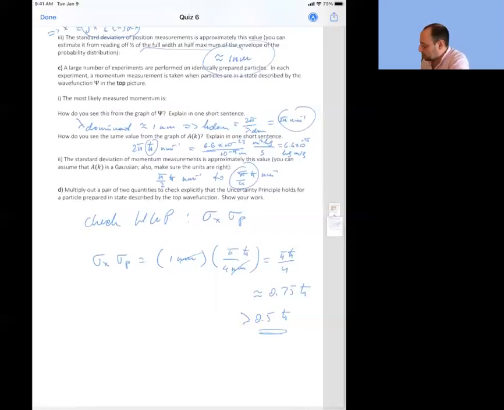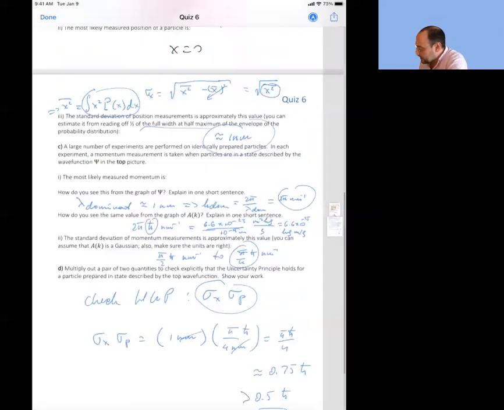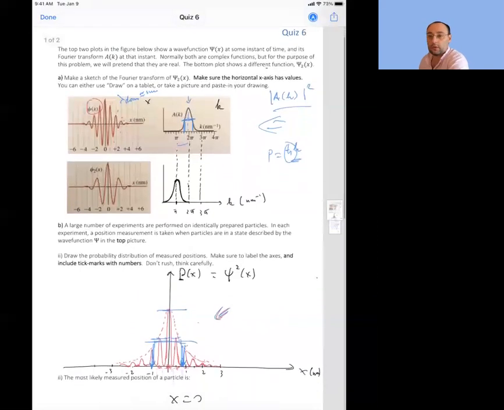When students were asked to do this, what we really paid attention to is that students knew what to multiply and what to check it with. Okay, so this is an example. Hopefully it's useful for you.